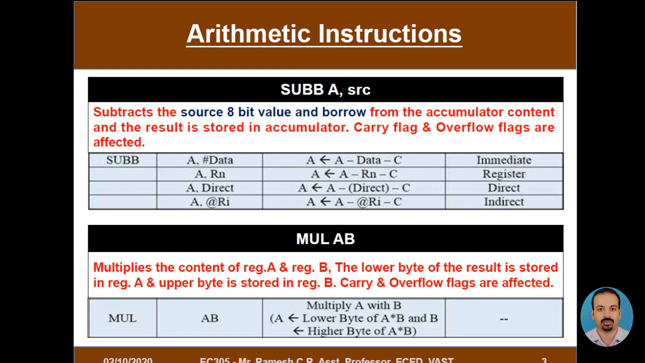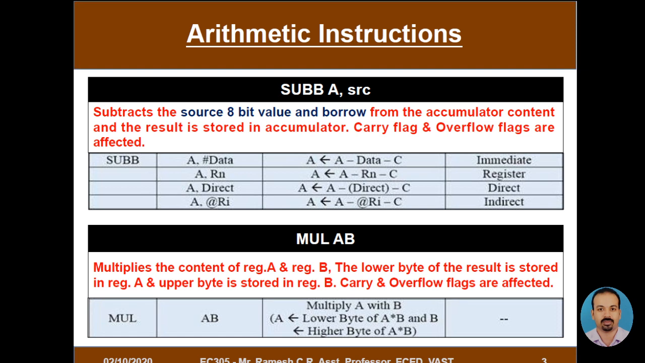Okay, so if I take the first example, SUBB A comma #data, the 8-bit data is subtracted from the content of the accumulator. If the carry flag is 0, then there is no borrow, so it is equivalent to A minus data. But if there is a carry flag, then the impact is seen, that is the borrow information. If there is a borrow of 1, it is also subtracted from the accumulator content.